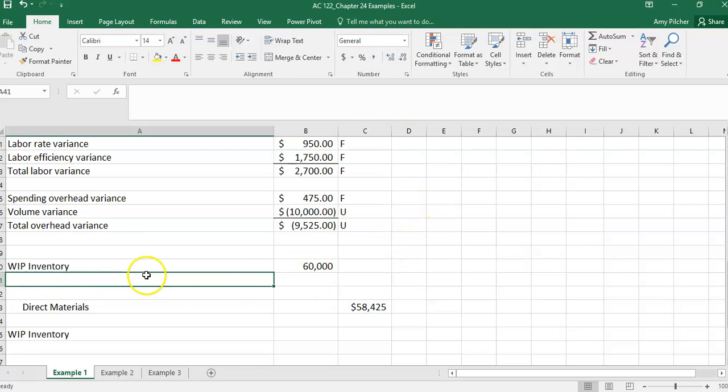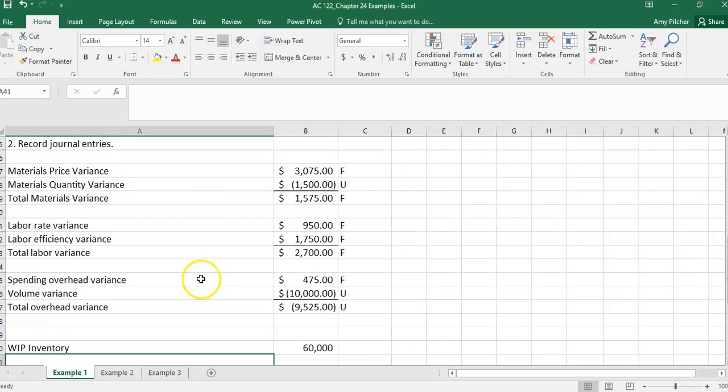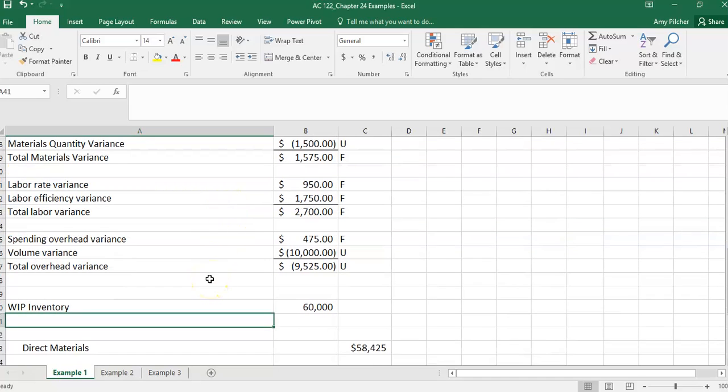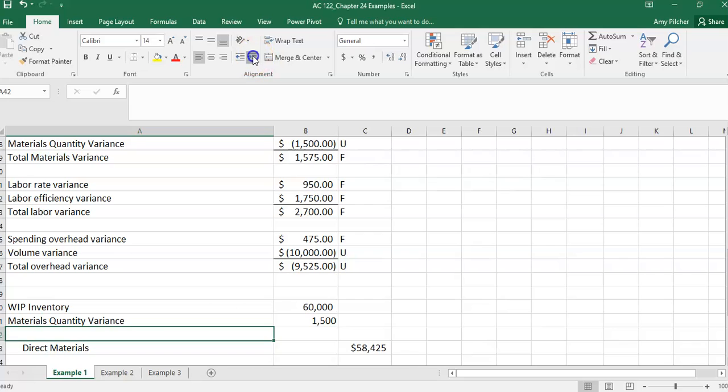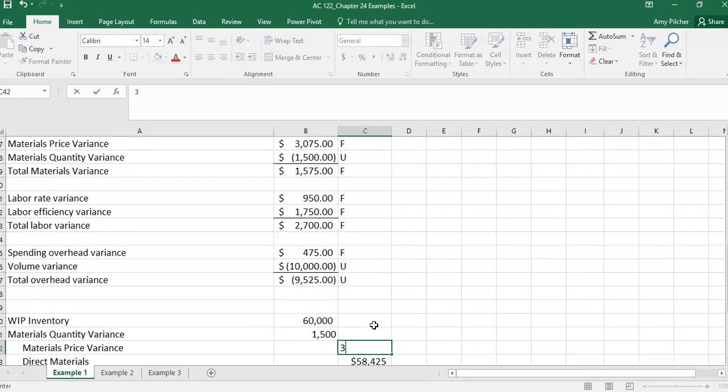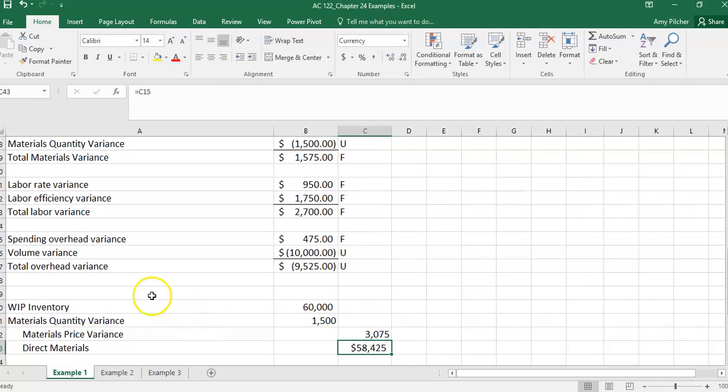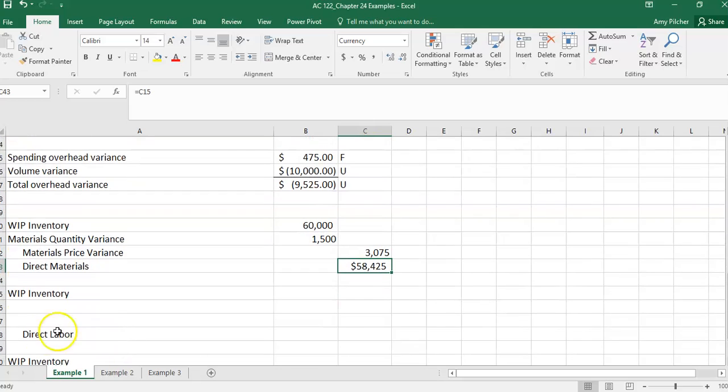Now we need to record those variances. So if we have an unfavorable variance, we are going to debit that. And when we have a favorable variance, we credit that. So we have our materials quantity variance, $1,500, and our materials price variance is $3,075.